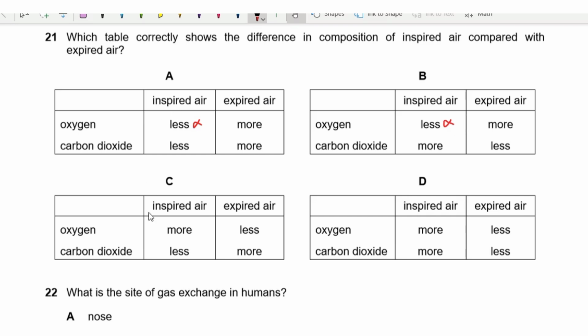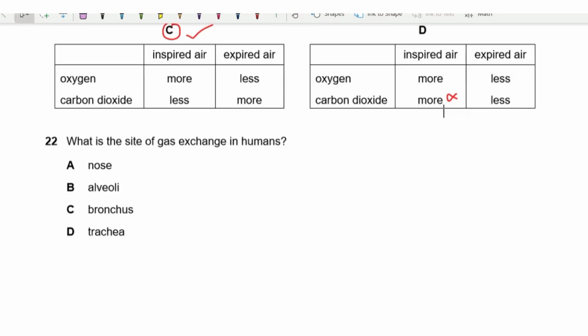Then option C, we have more of oxygen. Then I'll come to expired air, we have more of carbon dioxide. So this makes this our correct answer. And if you look at the inspired air, have more of oxygen, so this makes the other one wrong. So for question 21, C is our correct answer. So we'll move to question 22 now.